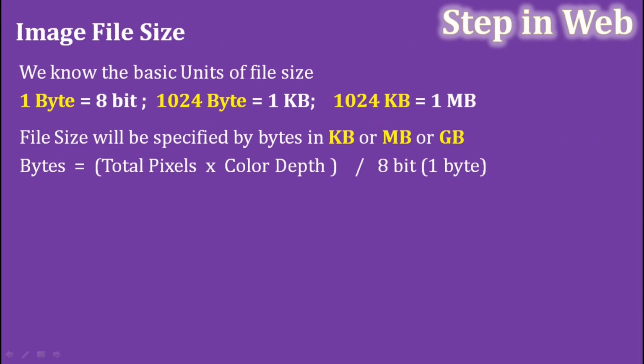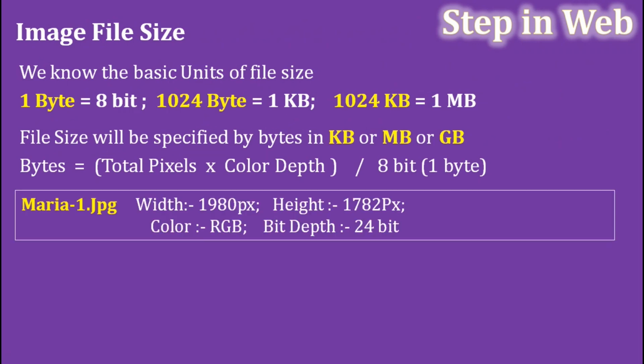Image file size. We know the basic units of file size: 1 byte equals 8 bits, 1024 bytes equal 1 KB and 1024 KB equal 1 MB. File size will always be specified in bytes only. It is 100 KB or 1 MB or 2 GB like that. To work out the file size in bytes, we have to multiply the width and height pixels, then with the total pixels you have to multiply the color depth, then divide that entire value by 8 bits.